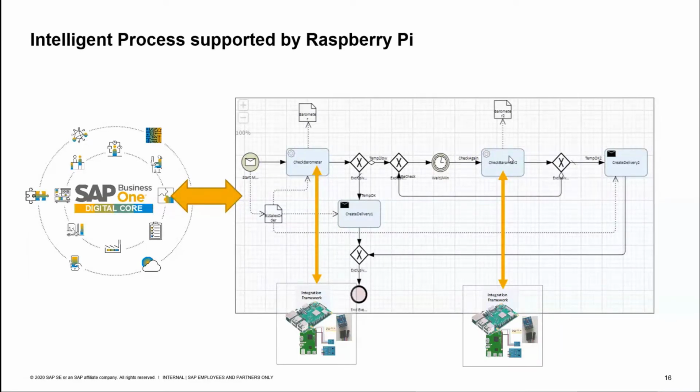This is an intelligent process designed and supported directly by the Raspberry Pi. Basically, you can have some additional integration scenarios. This is a BPM, the business process management. You are assigning there some additional integration scenarios where the scenario can directly speak with a small sensor like the barometer. It can read the temperature, it can verify whether the temperature is enough, and based on that you are starting your business processes or not.